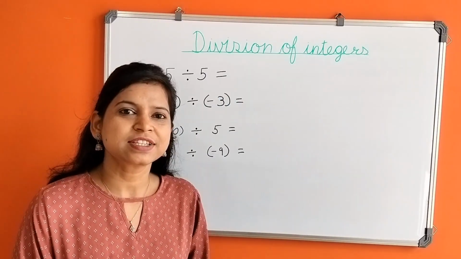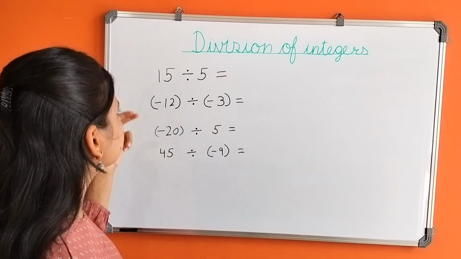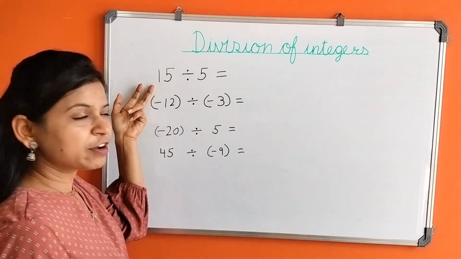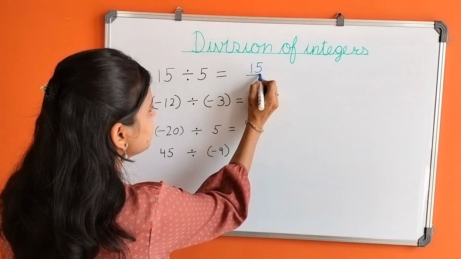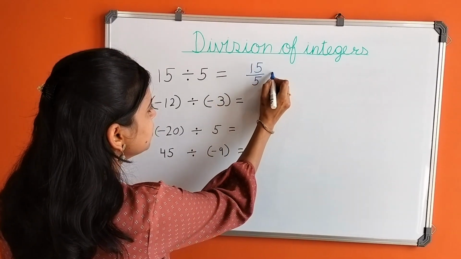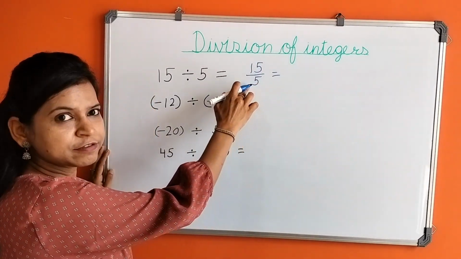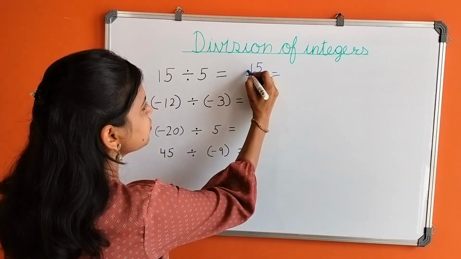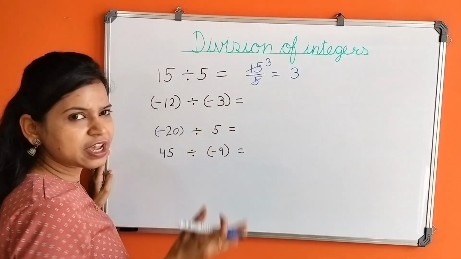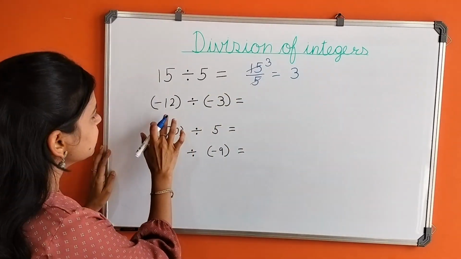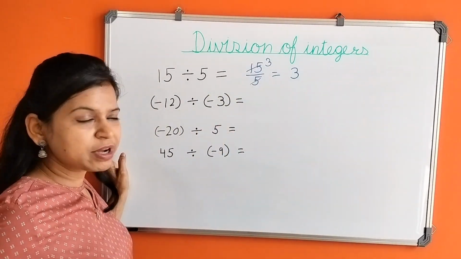Our next topic is division of integers. First example, 15 divided by 5. 5, we will cut it. 5 3s are 15. The answer is 3. The sign will be positive. Next, minus 12 divided by minus 3.